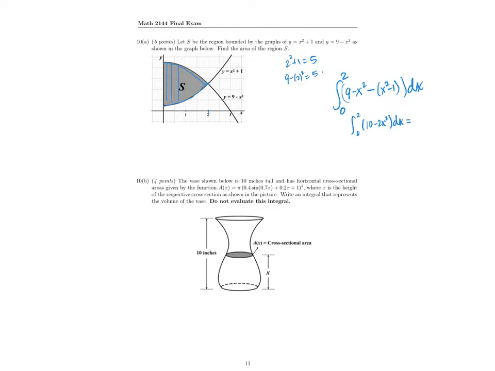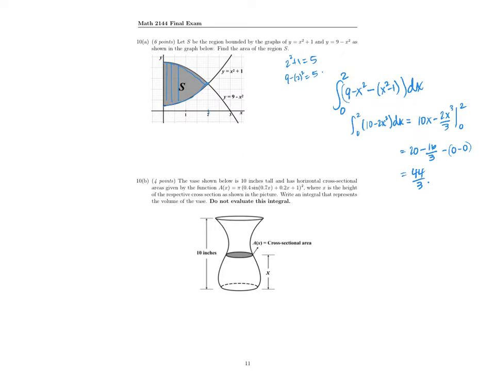And so if I find an antiderivative for that, that's 10x minus 2x cubed over 3. I want to evaluate that from 0 to 2. So if I plug in 2 for that, I get 20 minus 2 times x cubed. X cubed is 8, so 8 times 2 is 16 thirds. And then if I plug in 0, I'll get 0 minus 0, so that doesn't matter. And so I end up with 20 minus 16 thirds, which reduces to 44 thirds.